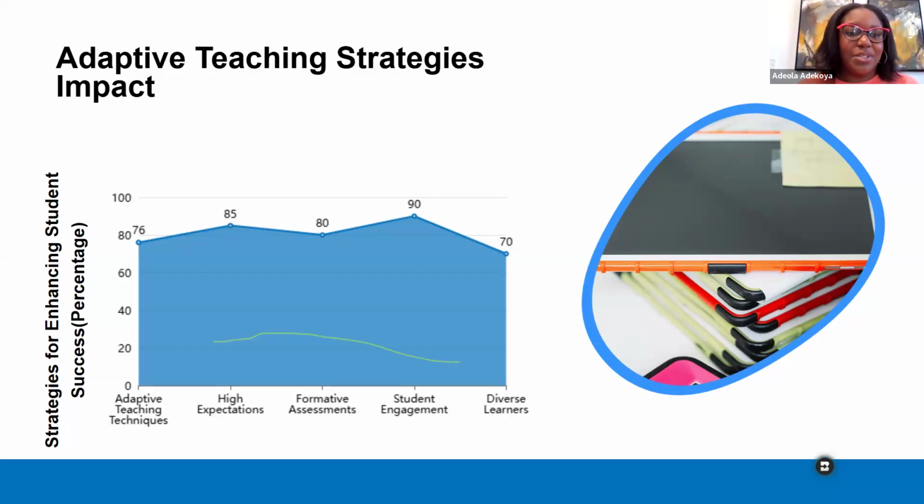And then you have diverse learners in the classroom. They could be diverse in their learning styles. They can be diverse in their learning abilities, being below grade level, on grade level, or above grade level. And they can be diverse in their cultural or their background as well.